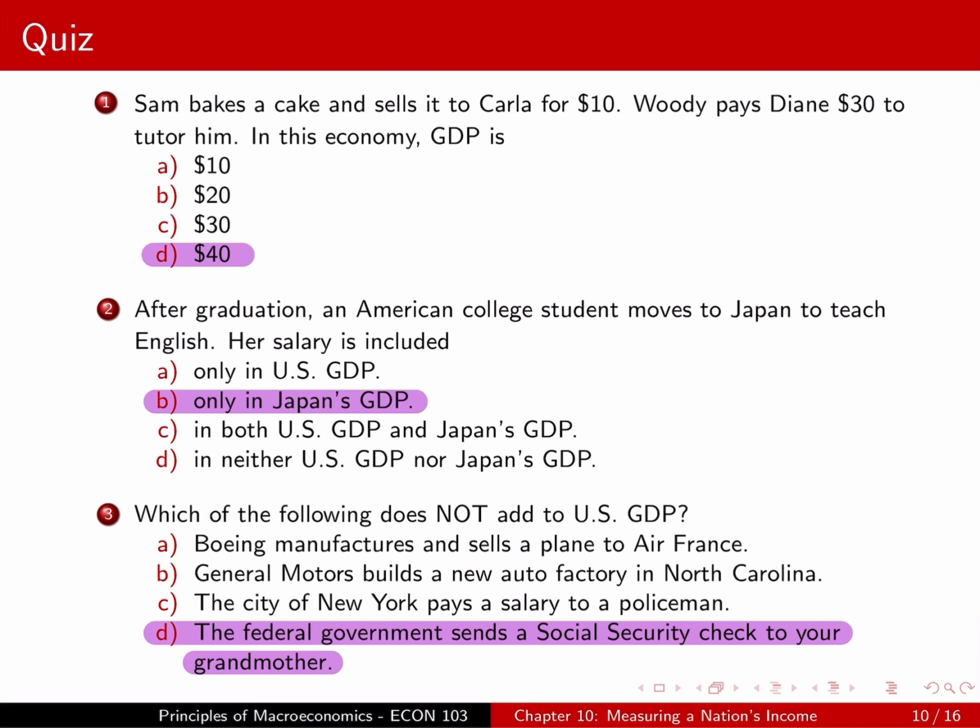C. The city of New York pays a salary to a policeman. This is the service conducted in the U.S. city of New York. It is U.S. GDP. D. The federal government sends a social security check to your grandmother. This payment is a transfer payment, and it cannot be included in the GDP because it is not a product of goods and services produced in the economy. So the answer is D.